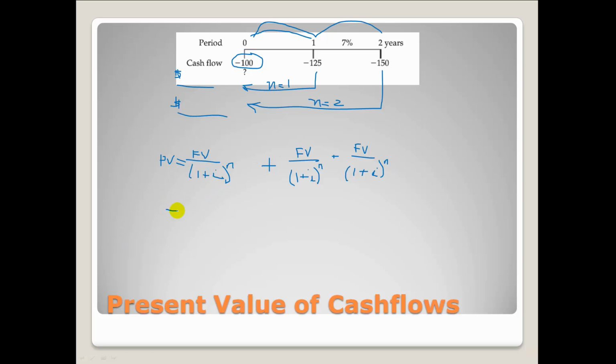1 plus I raised to the nth. Okay. All right, so this is actually the formula that we're going to be using. And if you work through this formula, and I'm not going to do it here, we end up with $100, which is right because we're not discounting this first $100 at all.